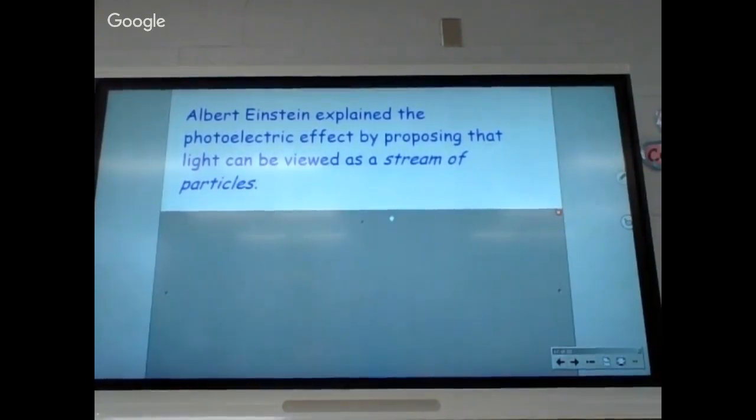Now, Albert Einstein. Yes, the same Einstein y'all always heard of. He explained the photoelectric effect by proposing that light is a stream of particles. Yes, this will all be on a quiz on Monday also. And it can be viewed as a stream of particles. So the more you talk and interrupt, the less you know on the quiz.